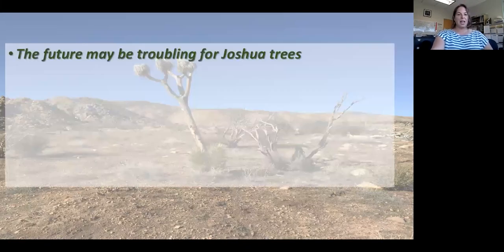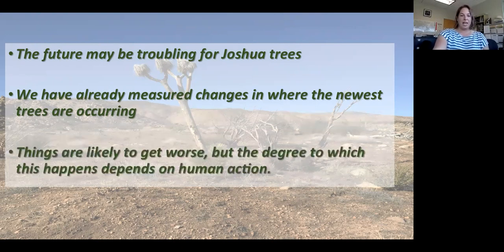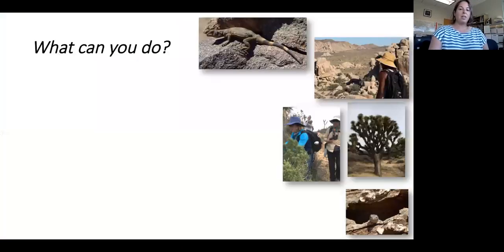It's been really awesome. So the take-home message is that the future might be troubling for Joshua trees. We've already measured changes in that recruitment at those plots and where the newest trees are occurring. Things are likely to get worse, unfortunately, but the degree to which this happens depends on human action. So you saw the three scenarios. We have business as usual, where we keep very few trees, and we have mitigated scenarios where we keep as many as 20% of the trees in the park. So it's something to think about. It's a tangible outcome when you think about climate change and what can physically happen due to our actions. And again, what can you do?